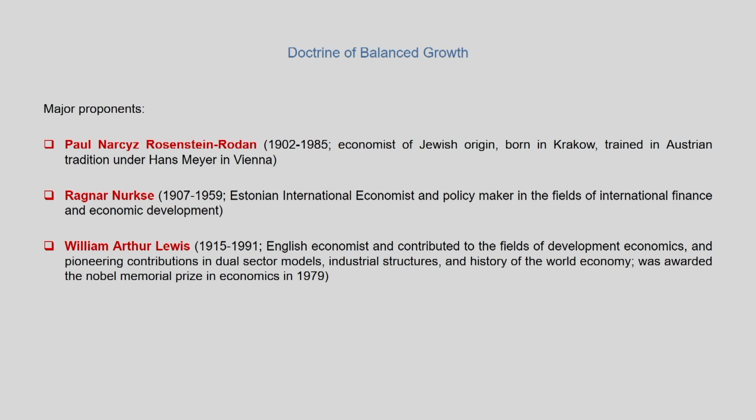Then we have Professor Arthur Lewis. He was an English economist, and he has contributed largely to the fields of development economics and, as I've already mentioned, the dual sector models and the history of the world economy, and was awarded the Nobel Prize in 1979.